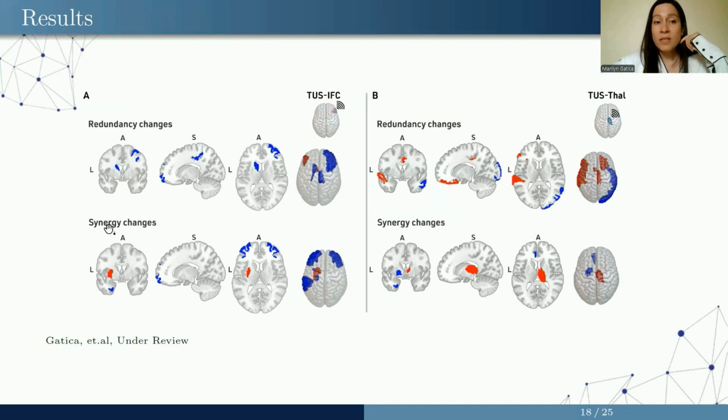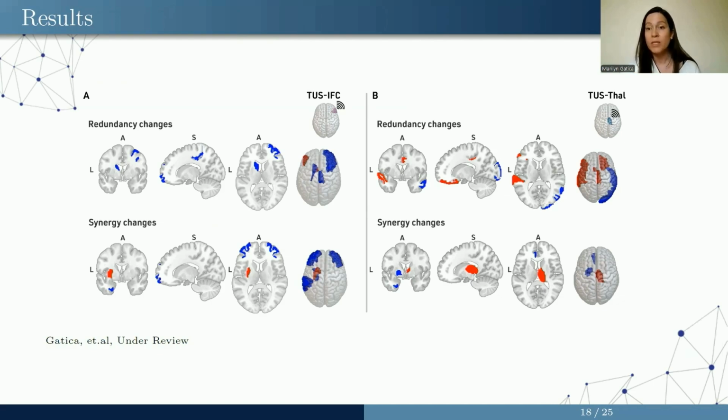For the case of the redundancy or the synergy in the inferior frontal cortex, you can observe that the patterns are more localized in frontal areas, and in the case of the redundancy, it is lateralized. However, for the thalamus, you can observe that the redundancy is spread across the brain, while the synergy shows a more localized effect, even marking the points of the right thalamus.